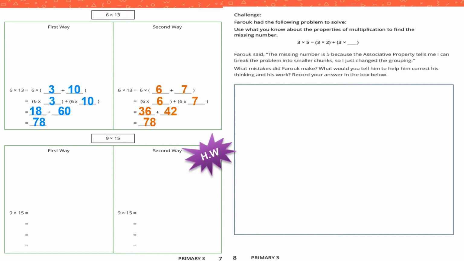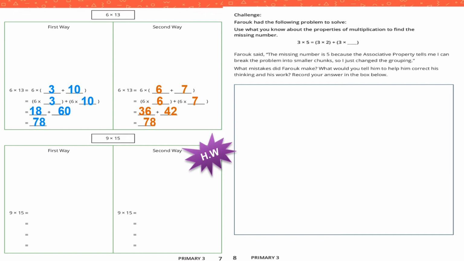No. He is saying that the missing number is 5 because associative property tells me I can break the problem into smaller chunks. Can I break this 5 in associative property? What mistakes did Farouk make? What would you tell him to help him correct his thinking?